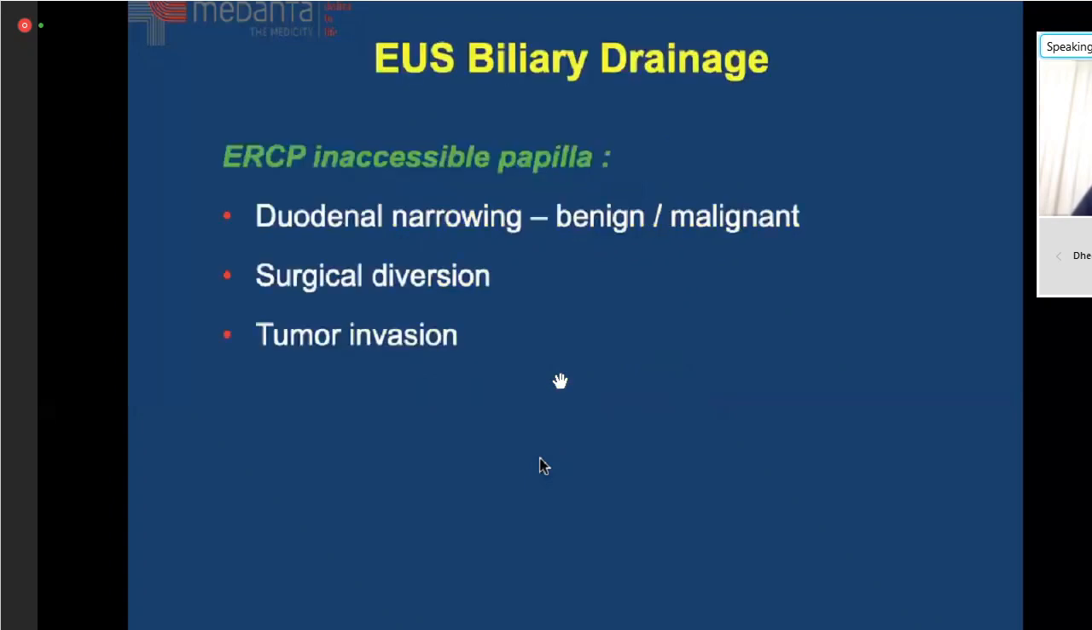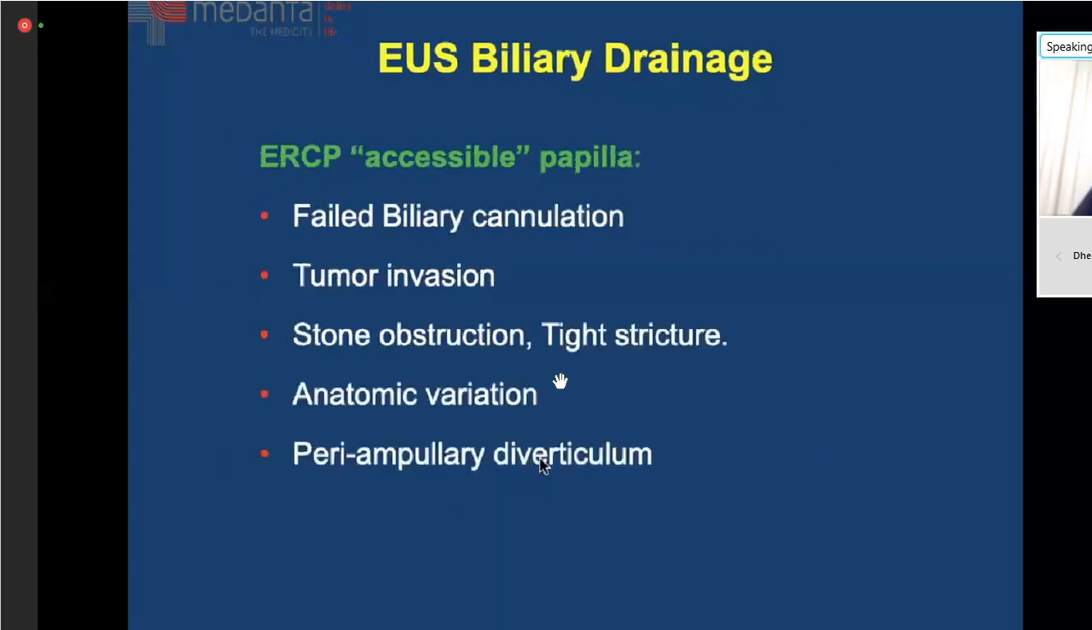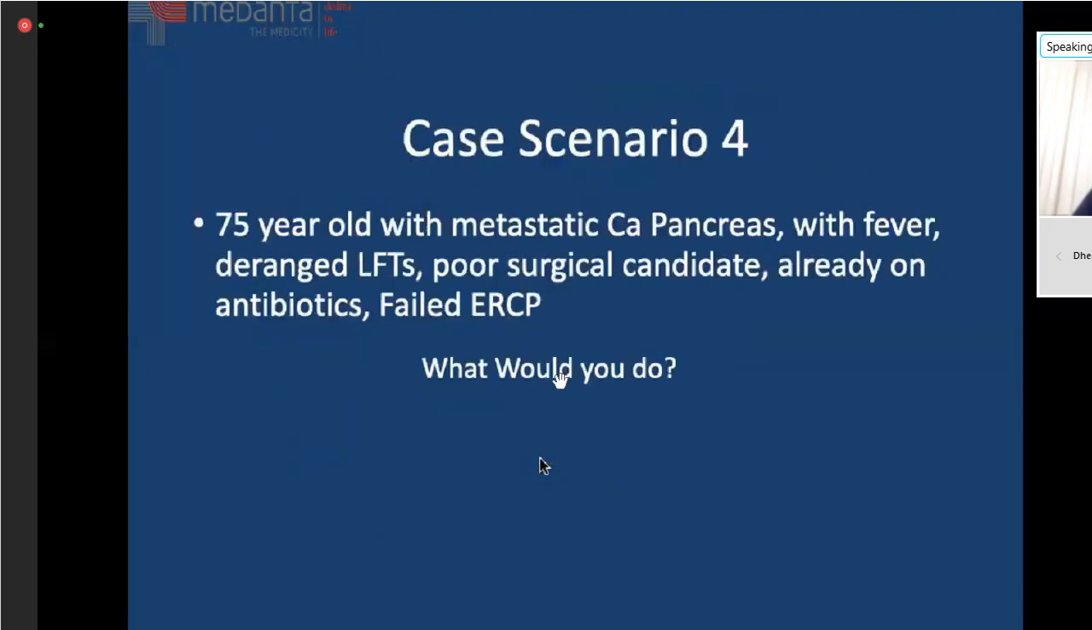So if the patient has a gastric outlet obstruction, either you do PTBD or you can do EUS guided drainage. Or if ERCP can access the papilla but you have a failed cannulation, tumor invasion, or there's an anatomical variant or periampullary diverticulum where you could not cannulate the CBD, EUS guided drainage is possible.